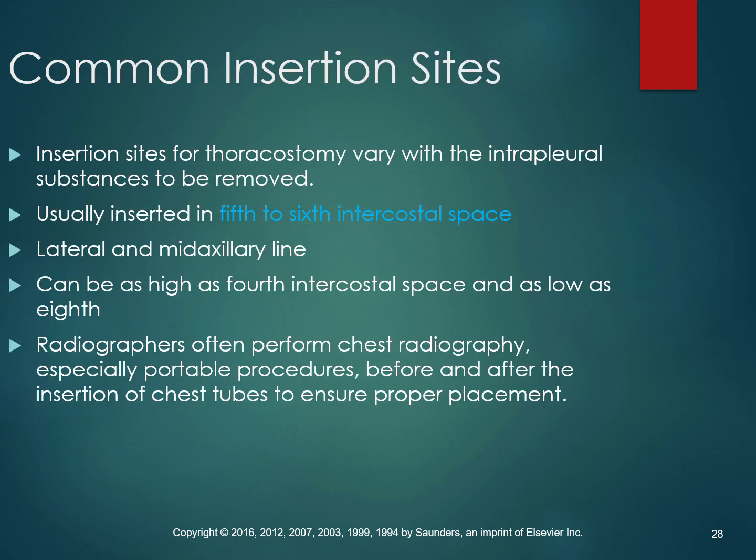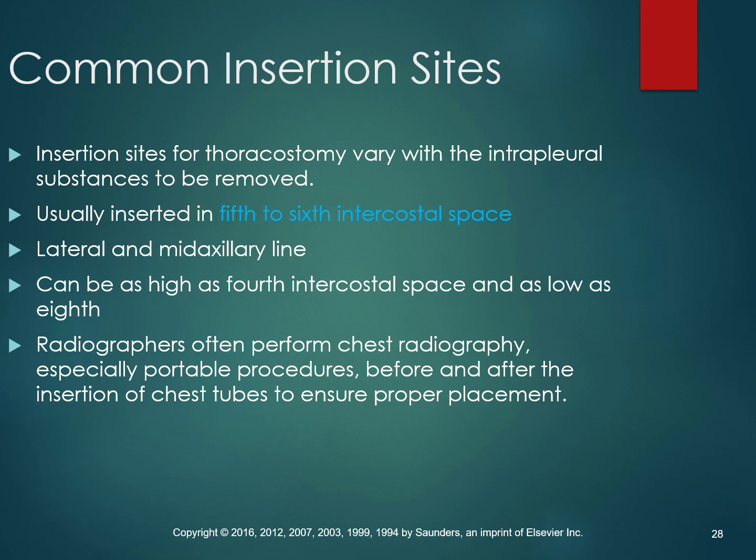Common insertion sites for thoracostomy vary with the intrapleural substances that are being removed. Usually inserted into the 5th to the 6th intercostal space. They're inserted laterally and at the mid-axillary line. And they can be as high as the 4th intercostal space and as low as the 8th.